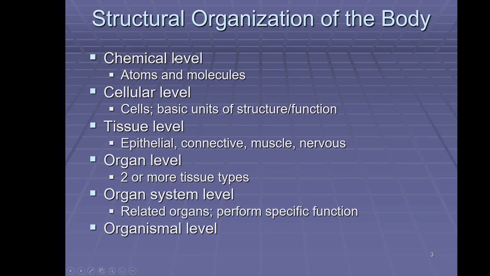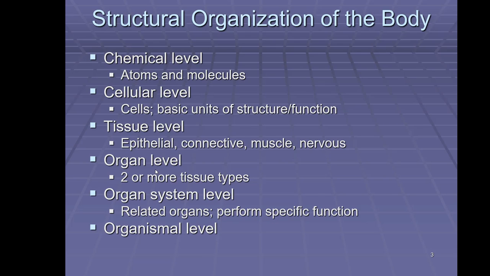From smallest or least complex to most complex, we have the chemical level, which includes things like atoms and molecules. The atoms and molecules get together to form cells, so that gives us the cellular level. Cells are the basic units of structure and function in the human body. We'll also cover an entire chapter on cells. Cells get together and form tissues. There are 4 types of tissues in the human body that you can see listed here: epithelial, connective, muscle, and nervous. The tissues get together and form organs, which are structures that have a specific function and consist of 2 or more tissue types.